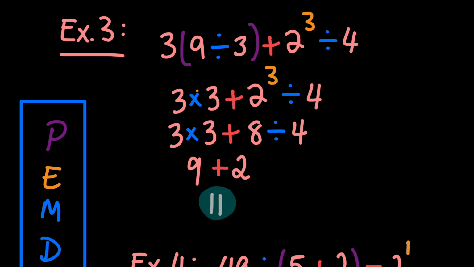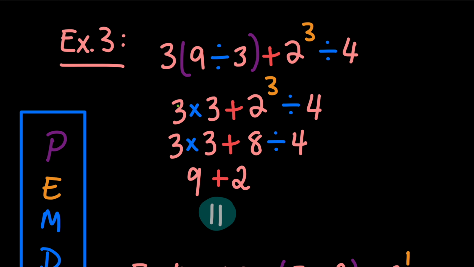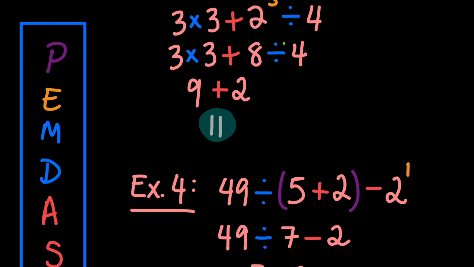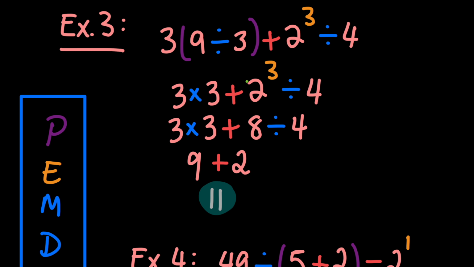So I rewrite the rest of them. So starting from left to right, we get 3 times 3. And remember, a number next to a number or numbers inside of parentheses means multiplication. So that's why I get 3 times 3, and then plus 2 to the third power divided by 4. Perfect. So now what do we do next, right? So we're on this step. So again, if we look at PEMDAS, we don't have any parentheses here. We have exponents though. So exponents is this one.